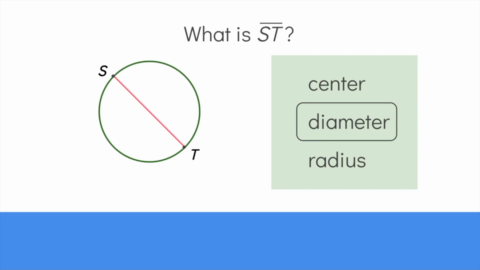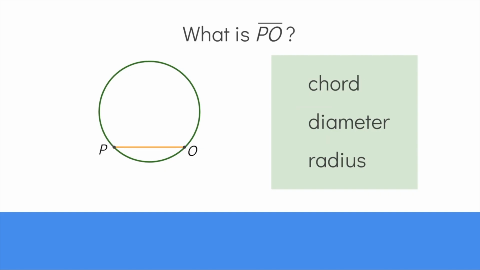Let's keep going. What is line segment PO? Just like in the last example, we can see that this line segment connects 2 points on the circle. But this time, it doesn't pass through the center of this circle. So we can identify line segment PO as a chord.